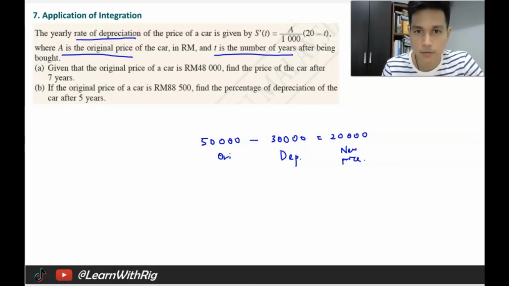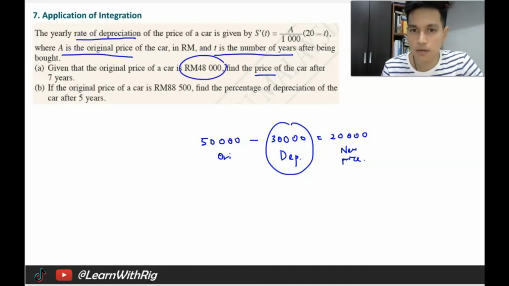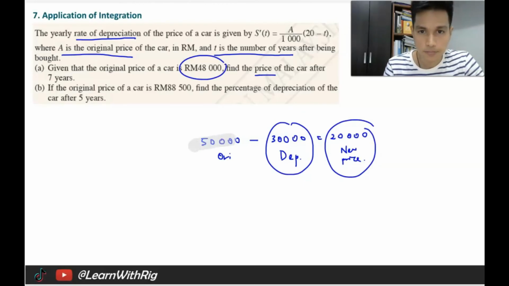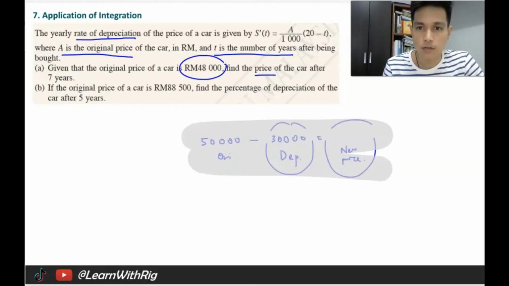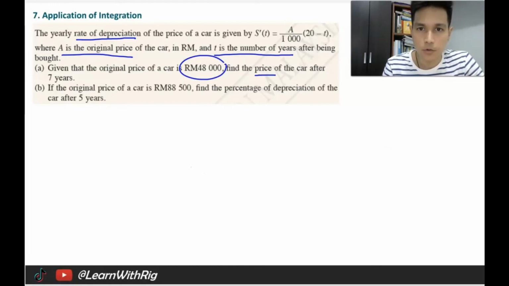So in this case, they ask you to find the price after 7 years. That means you need to find the depreciation value first. Take the original, which is 48,000, minus the depreciation value, and you will get the price after 7 years. So that's what we're going to do. First of all, how do we find the depreciation value? By using the equation they gave you.